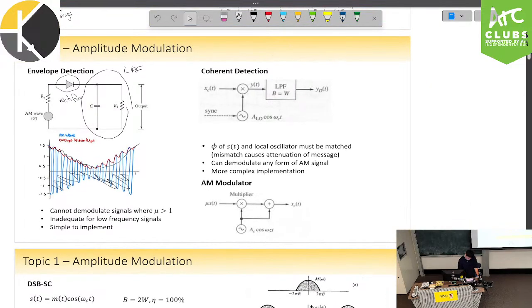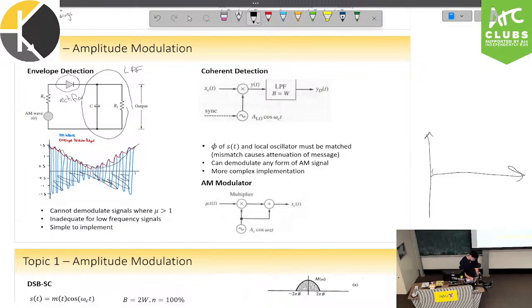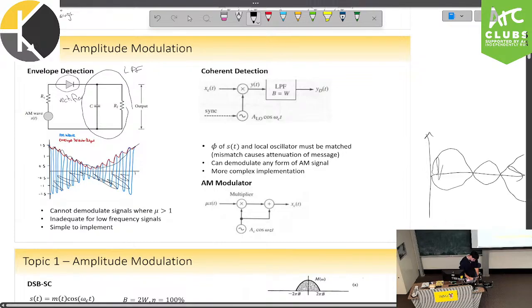Cool. The issue with this when we have zero crossings is when you have some sort of waveform that crosses through the axis. What the envelope detector will try to do is follow the positive part, and we'll get some sort of distortion like this, which very obviously is not a sinusoid. Moving on to coherent detection.